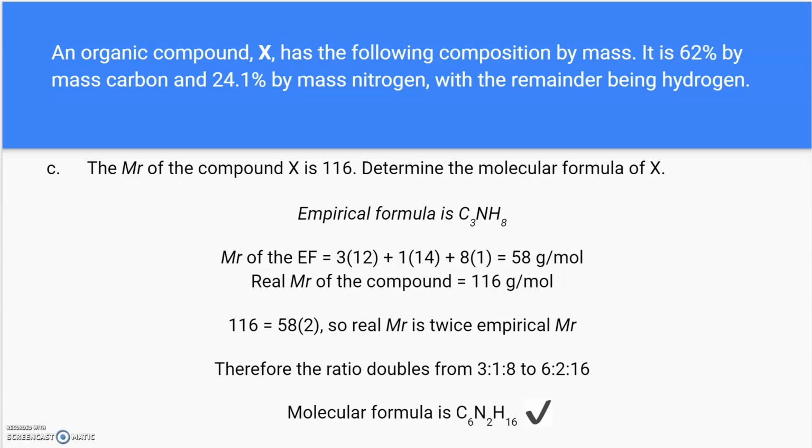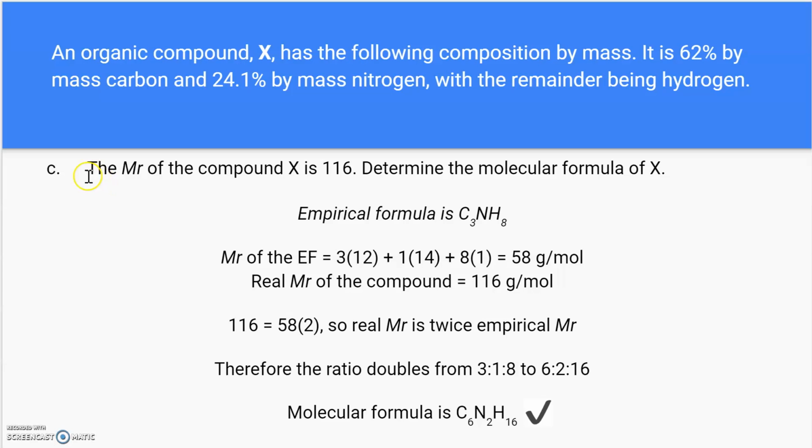So, to tackle this, first we need to obtain the molecular mass of the empirical formula. We know from the previous exercise that the empirical formula is C3NH8. So let's find the molecular mass of that. We multiply 3, the subscript of carbon, times its atomic mass, which is 12. We multiply 1, the subscript of nitrogen, times its atomic mass, which is 14. And we multiply 8, the subscript of hydrogen, times 1, its atomic mass. If we add all that, we get 58 grams per mole.